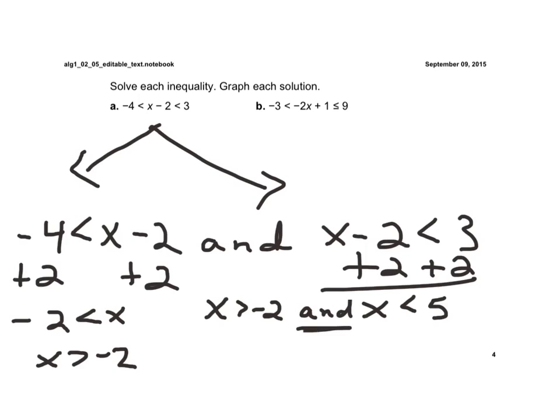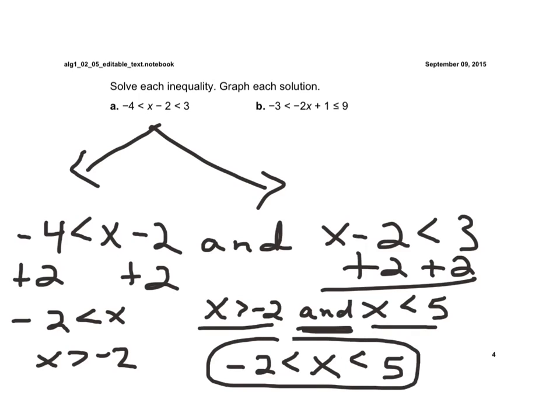But again, because it's a word AND, we like to always try to rewrite it without the word and, just show that x lies between these two numbers. So then x is greater than a negative 2. Notice how the big mouth is going to open towards the x, because it does here. And then it's less than 5. And again, the big mouth is open towards the 5. So then this would be our final answer.